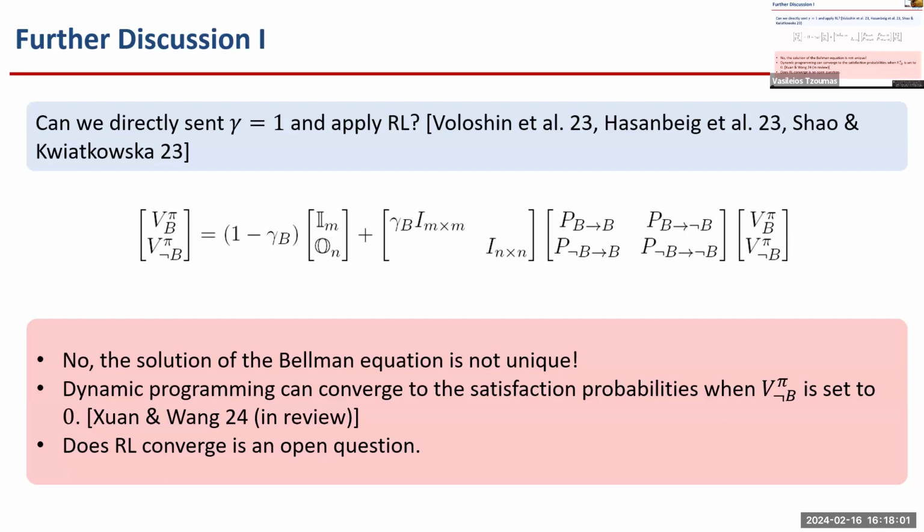No, these are different. Previously, I was saying that the maximum satisfaction probability is unique, but there are multiple optimal policies. Here, the solution of the Bellman equation is the maximal satisfaction probability. That value should be unique. If you have multiple values for that, then you're in trouble.